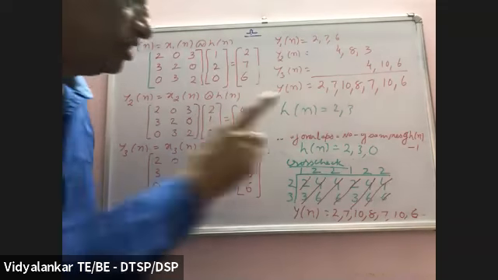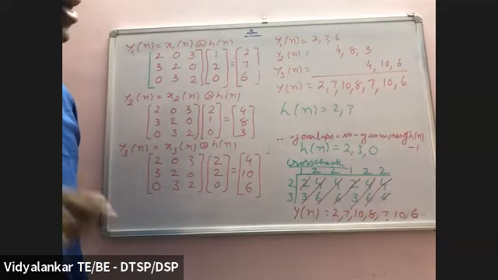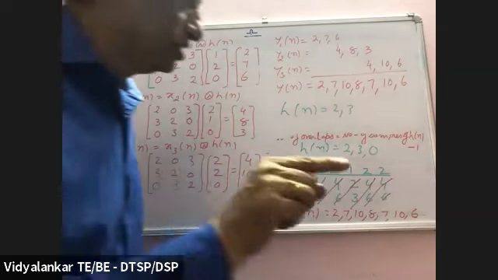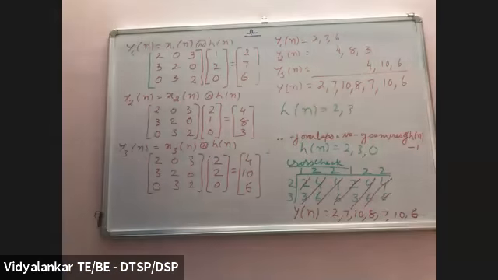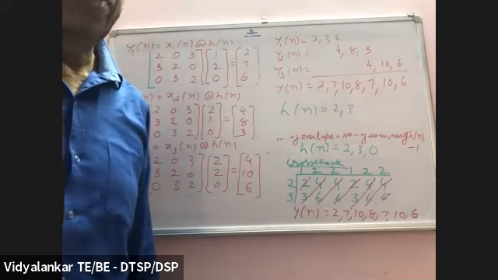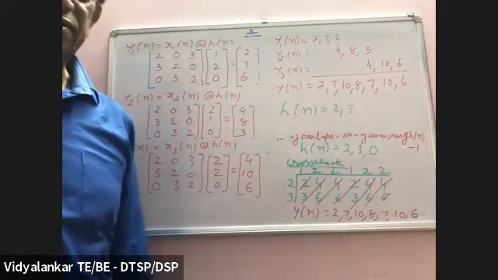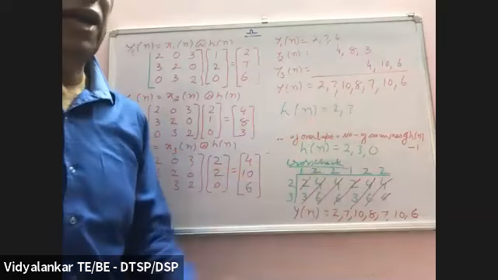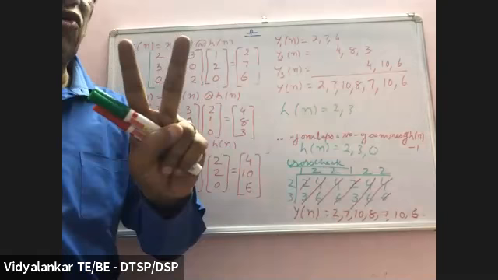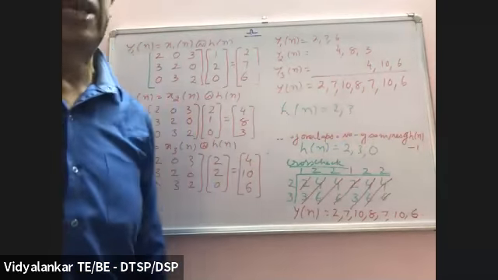That way, in MCQs this question is always asked, na? The number of overlaps required, in either overlap-add or overlap-save, is the same. They will give either 4 samples or 3 samples or 5 samples, and options will be given A, B, C, D: 2, 3, 4, 5. If h of n has 2 samples, the number of overlaps will be 1. If h of n has 3 samples, the number of overlaps will be 2. If h of n has 4 samples, the number of overlaps will be 3.